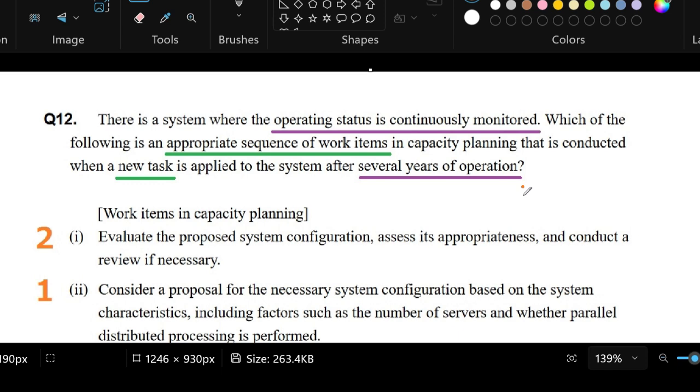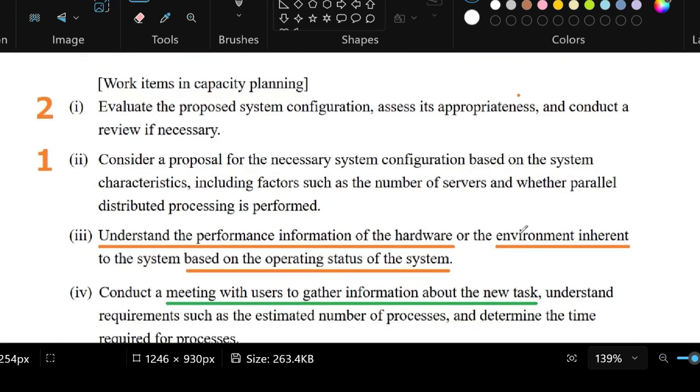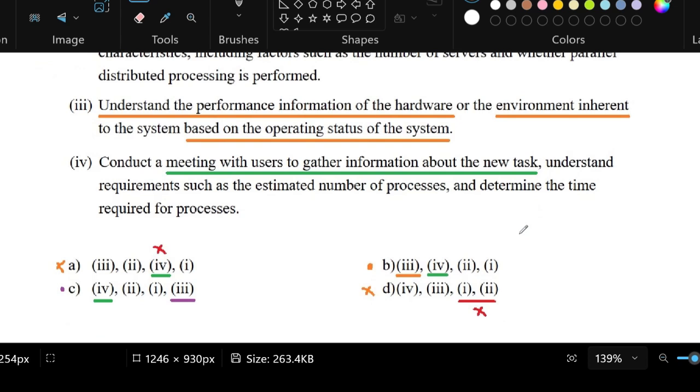Okay, here we have the work items in capacity planning. We got 4 items here. And then as for the choices, I ended up with the incorrect answer, which is letter C, because as it turns out, the correct answer is B.